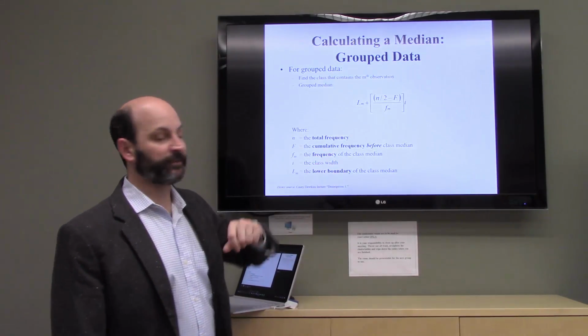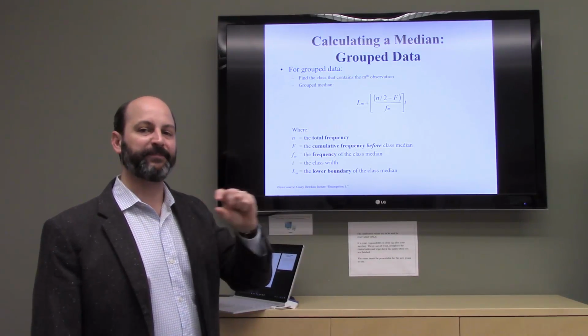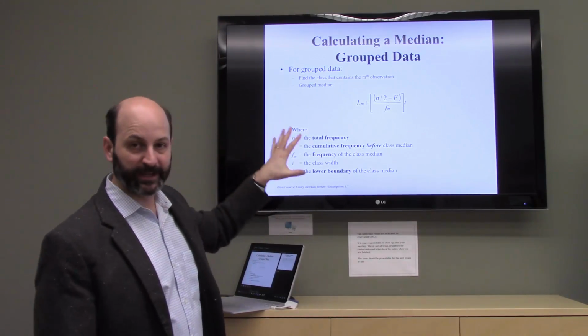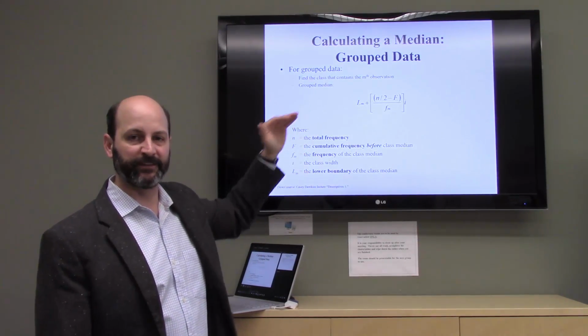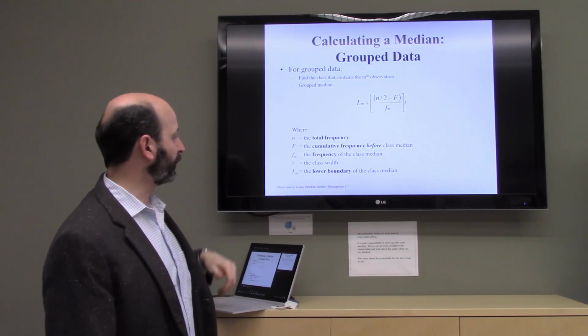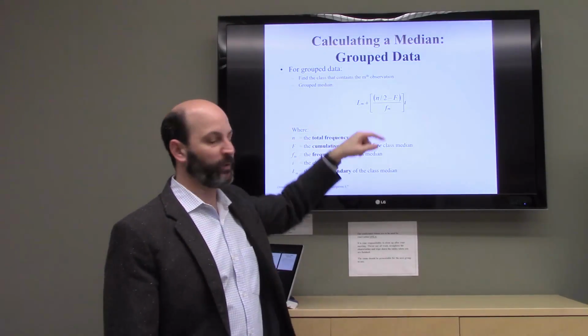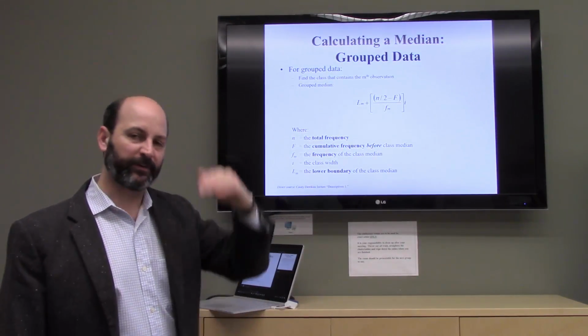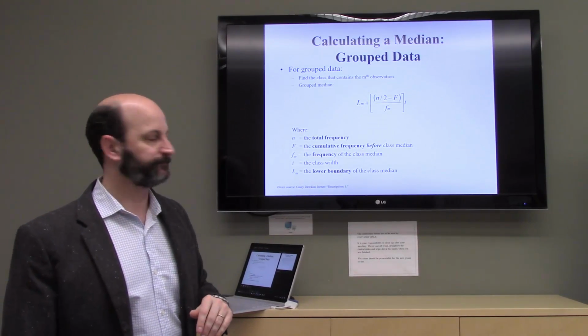And then we have the frequency of that class median value. So again, we're in grouped data, so we're back to classes as opposed to individual observations. We multiply that times the width of the class, the upper boundary minus the lower boundary.